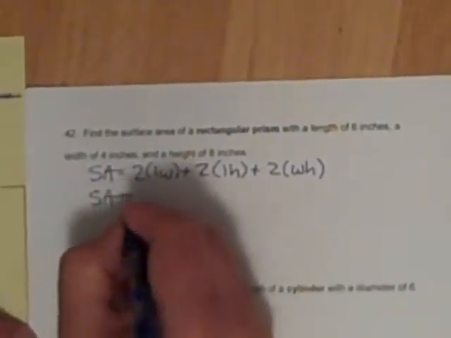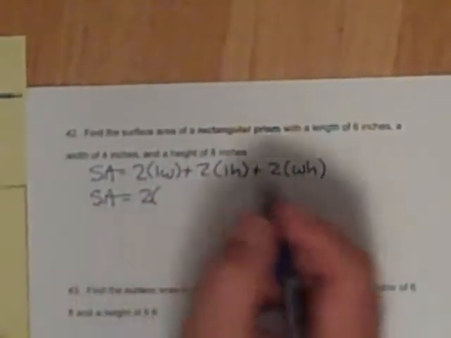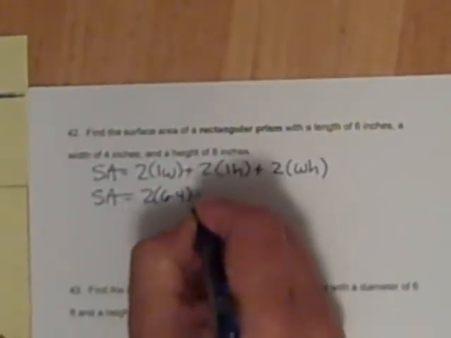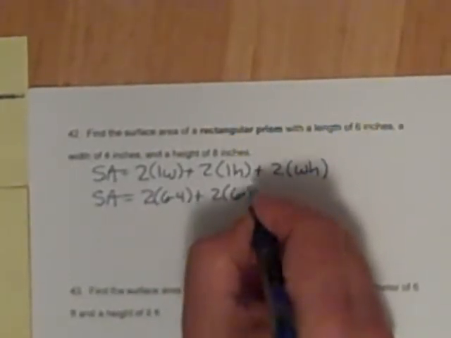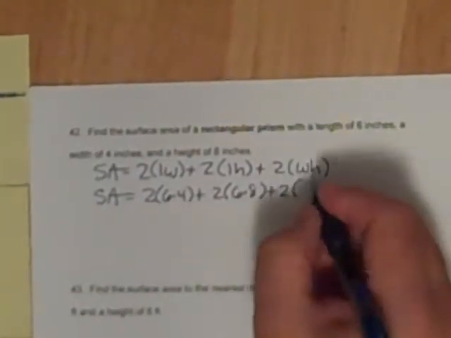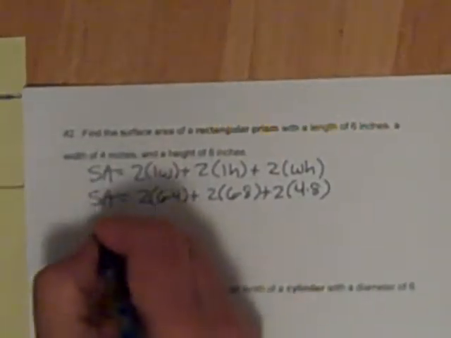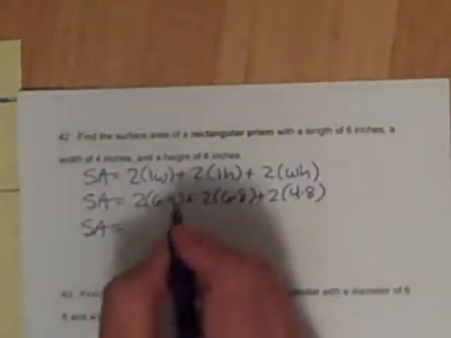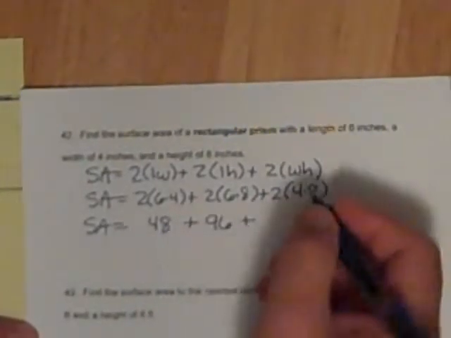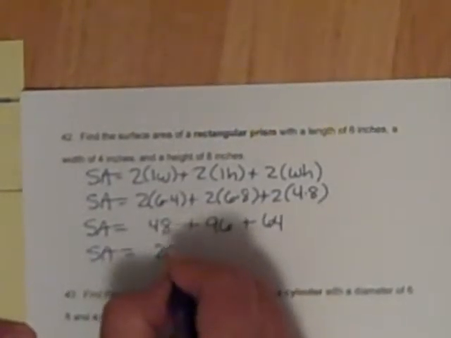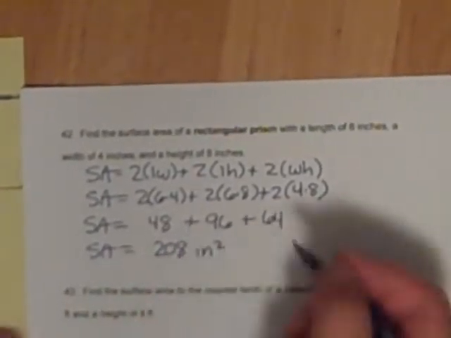So surface area equals 2, what do we say? Length was 6 times 4 plus 2, length is 6 times 8 plus 2, width is 4 times 8. You plug all that into your calculator. Surface area equals, that's 48 plus 96 plus 64. Surface area equals 208 square inches.